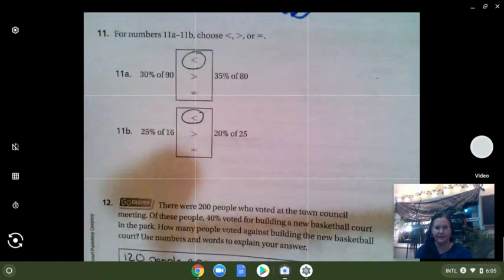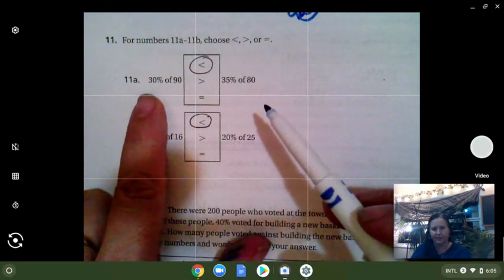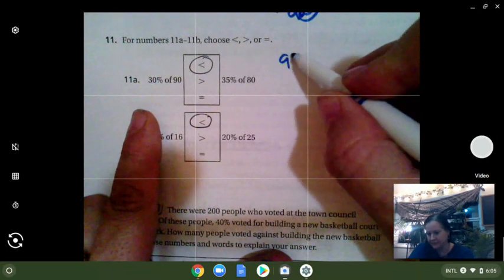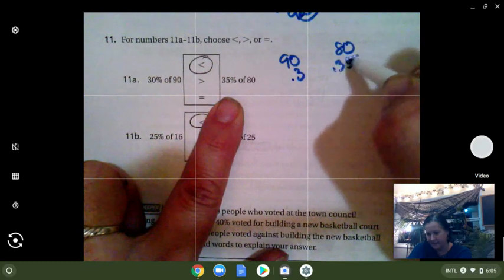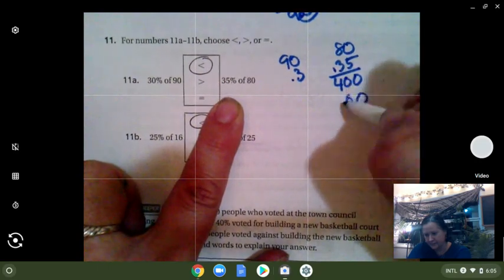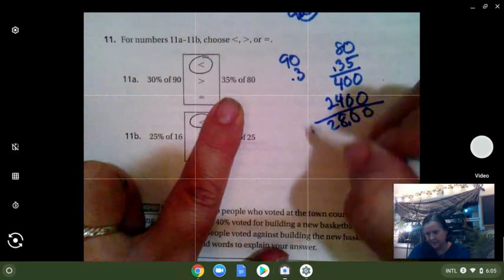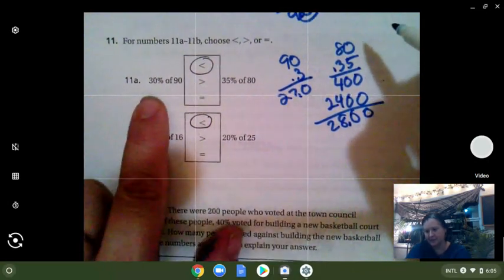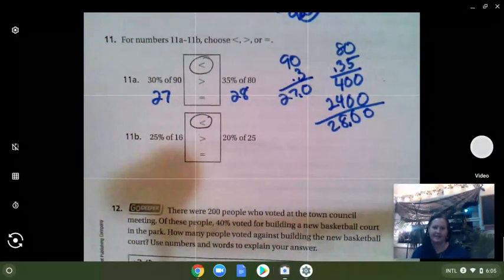All right. So 30% of 90 or 35% of 80. Which one is greater? So for this one, I would just do 90 times 0.3 and 80 times 0.35. And 2 spots. So this one's going to be 28. This one's going to be 27. 27 is less than 28. So I would pick the less than sign.